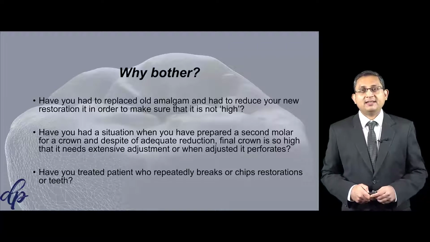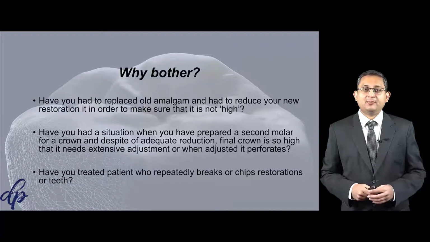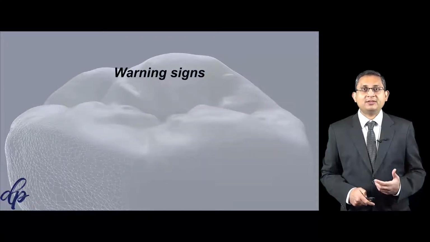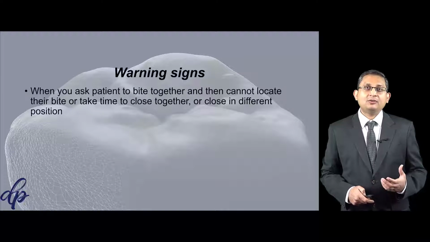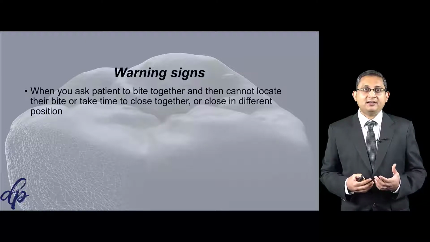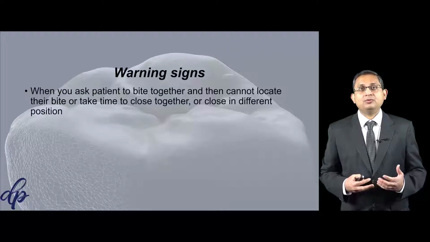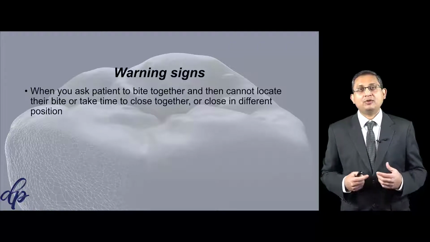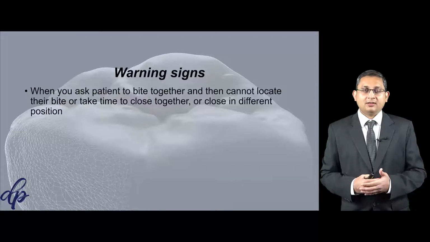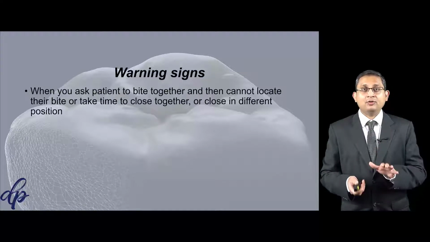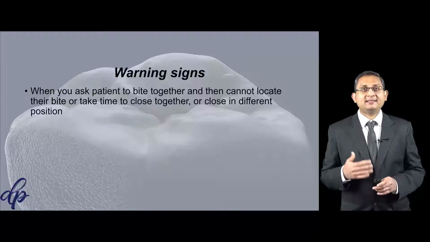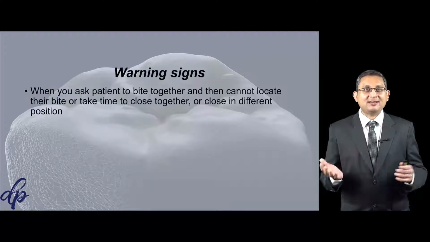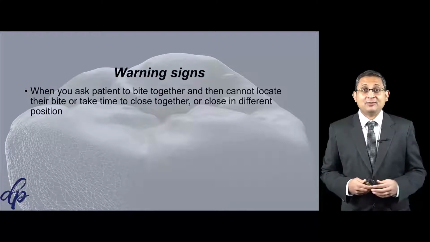And the third question: when a patient keeps repeatedly breaking things, then you need to look at some of the warning signs when the patient comes to see you. What are those warning signs for a very difficult patient or difficult mouth to treat? One of the warning signs is when you ask the patient to close their mouth, when they are relaxed, and they cannot locate their jaw. Now, yes, most of the time when you ask a patient to bite their teeth together, the patient tends to bite in a weird position, and we are all aware of that.